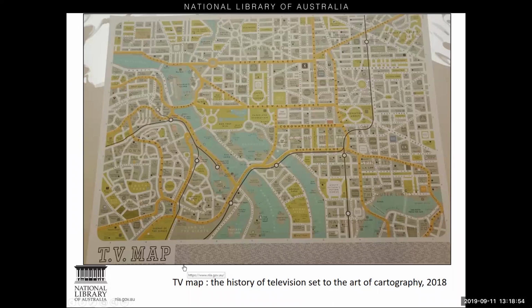So the next item I've chosen to show you all is called TV Maps. It is a map which is loosely based on the style of a 1960s Washington street map, which is home to America's first TV station.